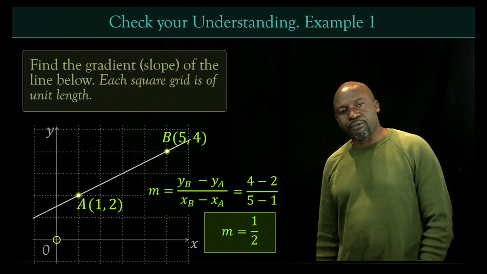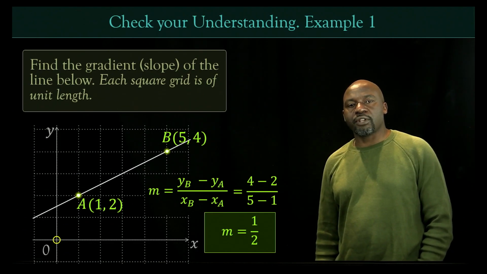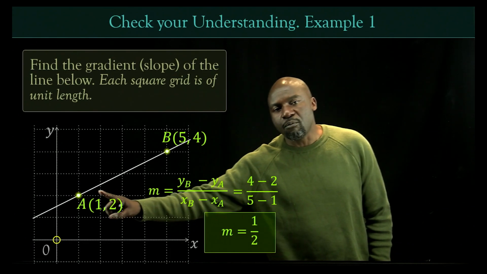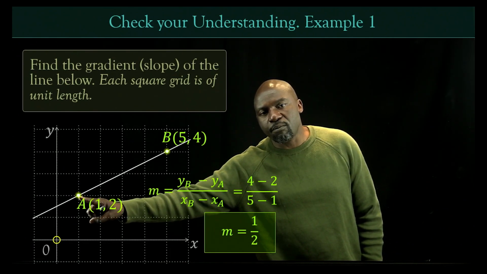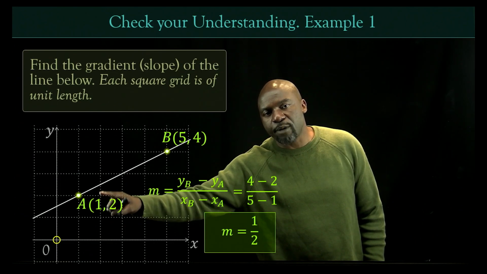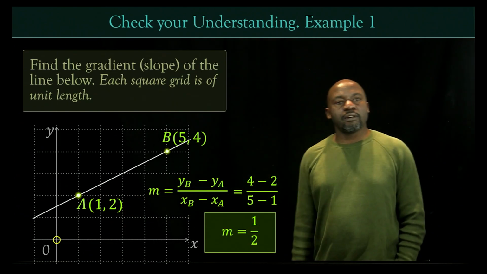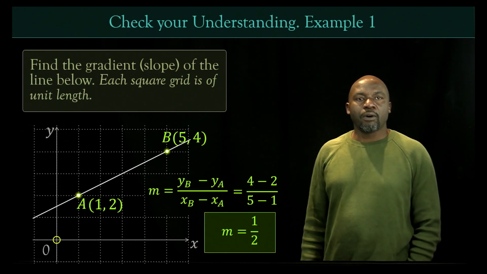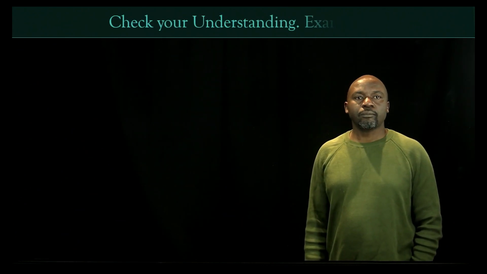and that should give us a gradient of, what's that? Should be a half. 2 over 4, which is a half. So the gradient of that line there is a half, and it makes sense because a horizontal movement of one step there results in half a movement there. So it makes sense that the gradient of this line is a half. Okay, let's see the next.